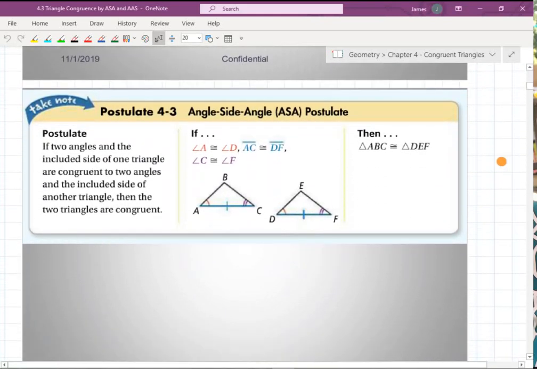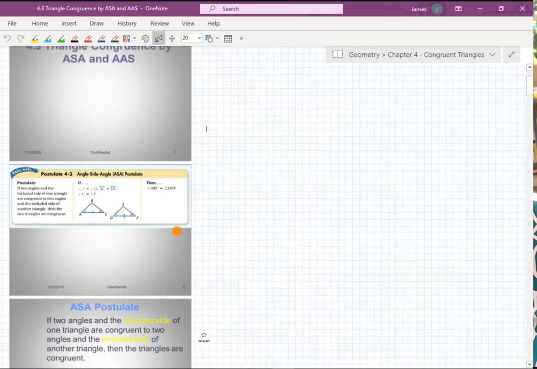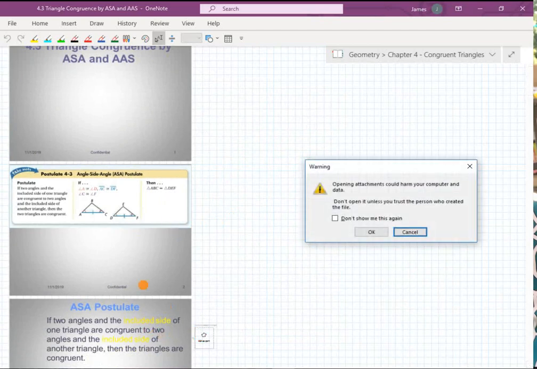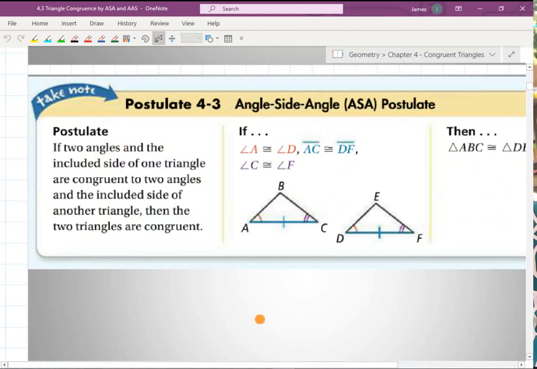Now, angle side angle is a postulate. Angle side angle is a postulate. I don't know if I've got an applet attached here. Yeah, I do. All right, so it says if 2 angles and the included side of one triangle are congruent to 2 angles and the included side of another triangle, then the triangles are congruent. So included again, now it's the side that is between 2 angles.